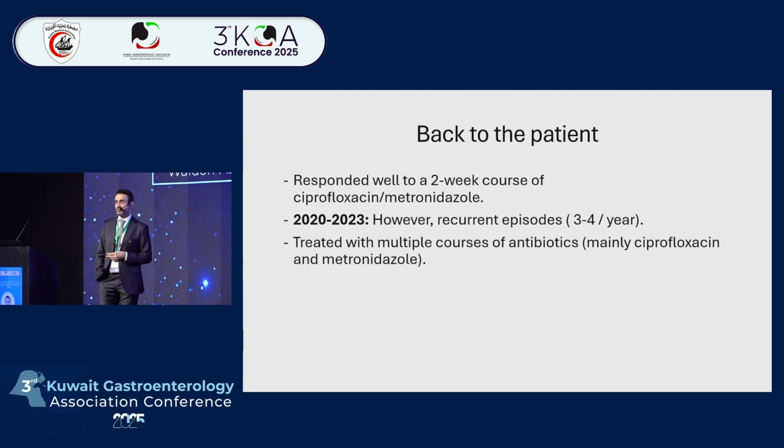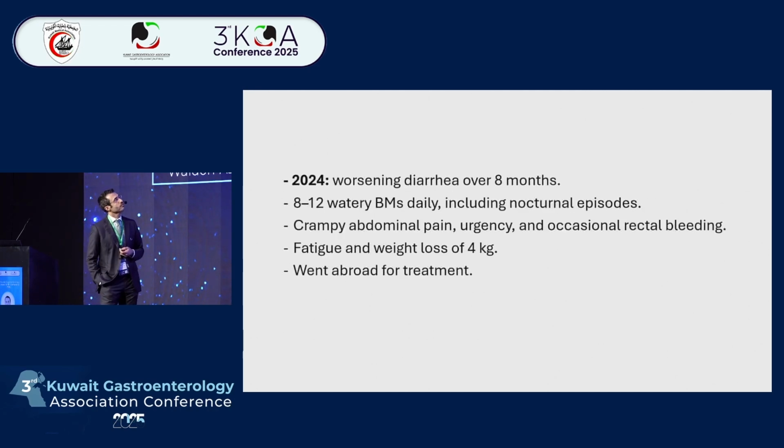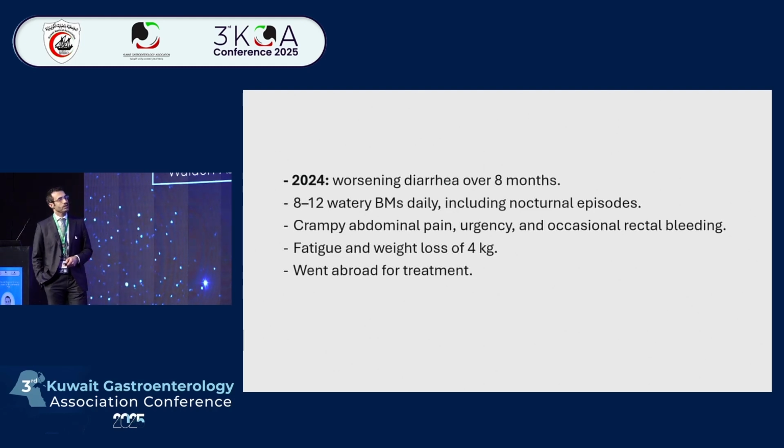However, from 2020 to 2023, she had recurrent episodes of idiopathic pouchitis, 3 to 4 episodes requiring antibiotic therapy over 3 to 4 years. In 2024, she had worsening diarrhea over 8 months, 8 to 12 bowel motions per day with blood in the stool, also nocturnal symptoms and urgency. She lost 4 kilograms, so she went abroad to Leuven for further opinion and treatment.